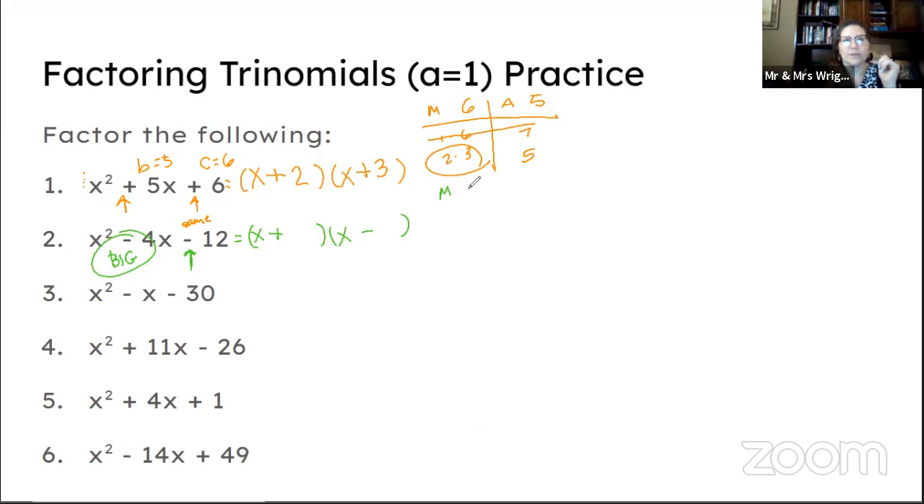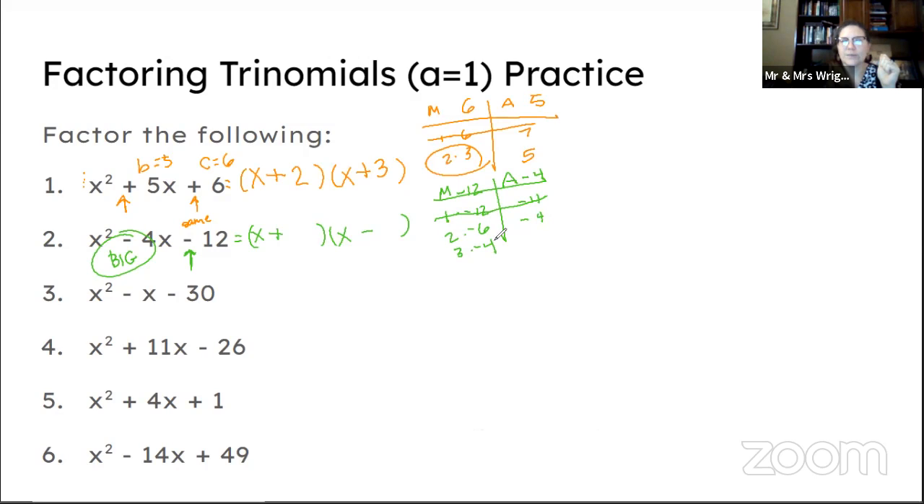So here we need to multiply to be negative 12, and we need to add to be negative 4, okay? So let's look at this. 1 times 12, 2 times 6, and 3 times 4. My bigger number is the negative, so I'm going to put my negatives right there. 1 plus negative 12 is negative 11. That one doesn't work. 2 plus negative 6, that's negative 4.